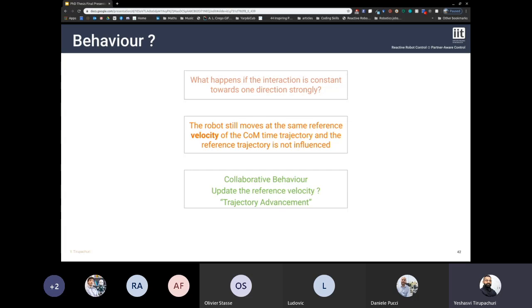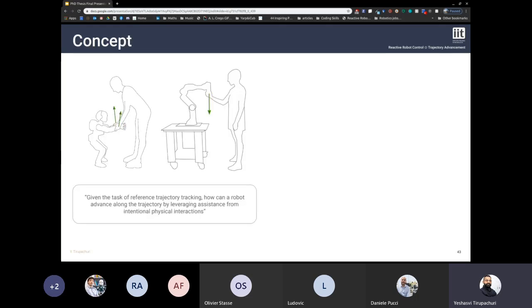This is the motivation behind the concept of trajectory advancement. For example, consider a scenario where you have a manipulator robot that is trying to perform a pick and place task. When the manipulator robot is moving down, a human with the intention to actually assist the robot can hold the end effector and pull it down. In this case, instead of the robot being compliant and losing the accuracy of the task, it can actually go along the predefined trajectory, but advance along the trajectory using the interaction wrench that the human is providing.